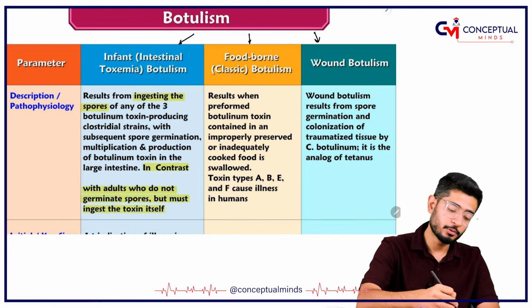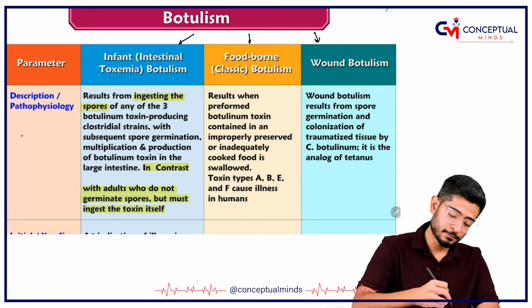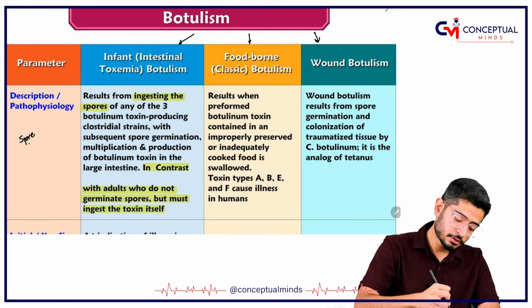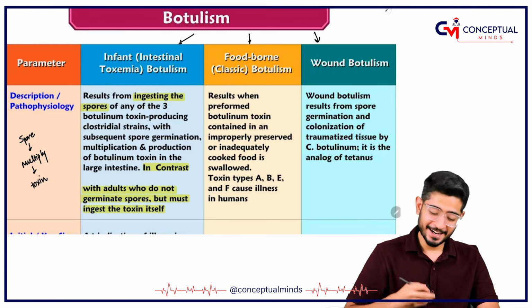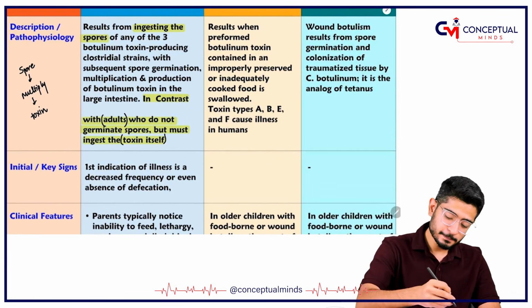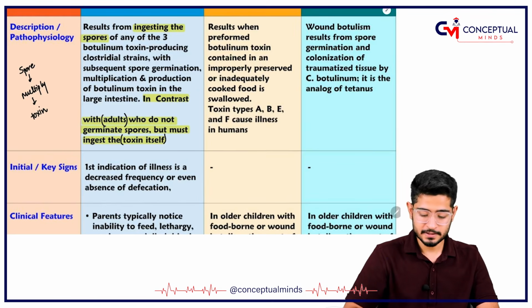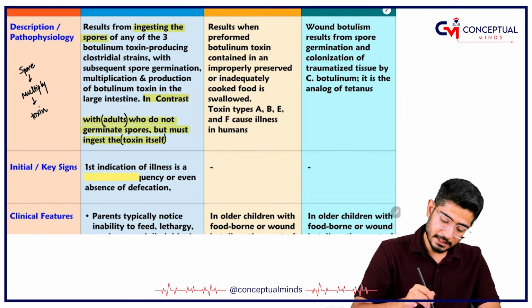So this is something you have to understand, that in infants they are going to ingest the spore, and the spore is going to multiply, germinate, and then it is responsible for release of toxins. But adults themselves ingest the toxin itself. So what is going to happen in infant botulism? I have told you it is going to involve the CNS and GIT. So there will be decreased frequency or even absence of defecation.